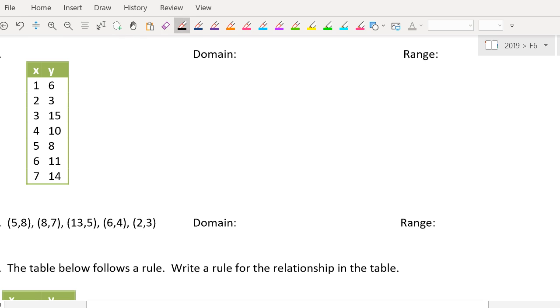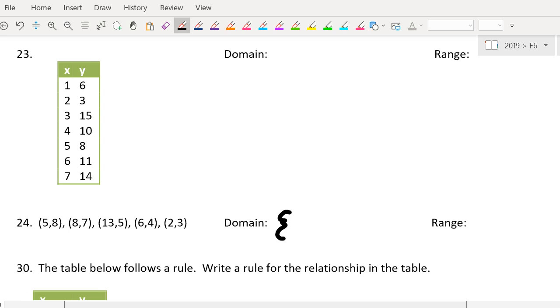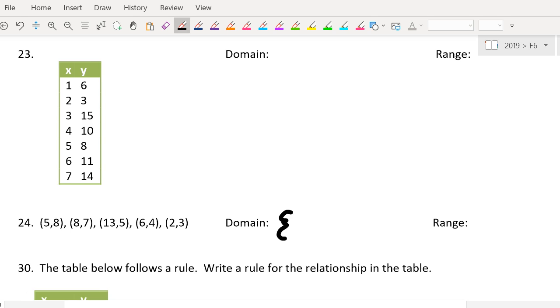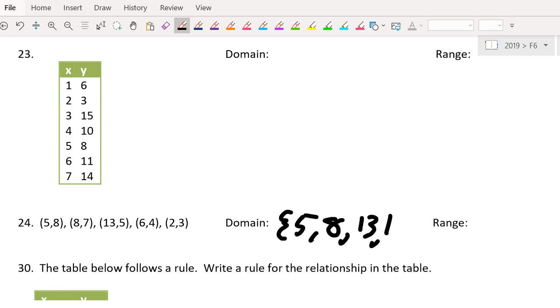Okay, what do we have? Domain and range. Domain is like the first number of the pair. Correct. So what are they? 5, 8, 13, 6, and 2. Oh, you're looking at this problem. Okay, so we'll do that problem. It's 24. All right, go ahead. So 5, 8, 13, 6, and 2.